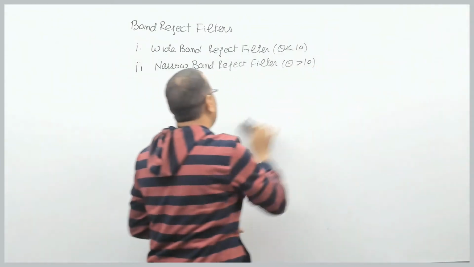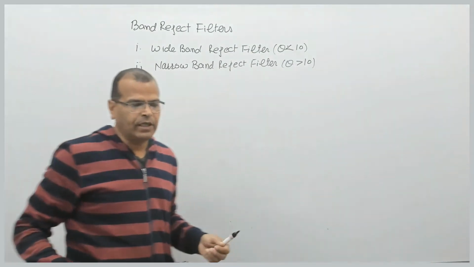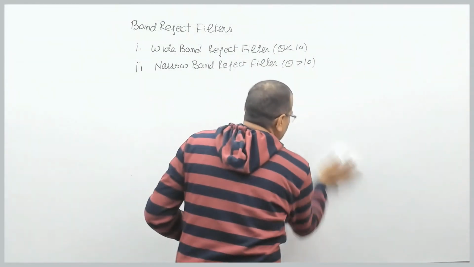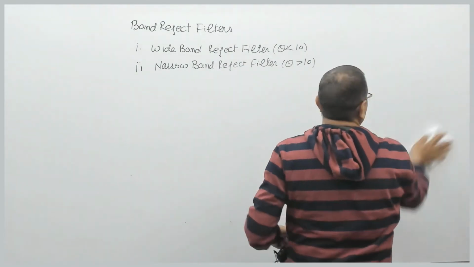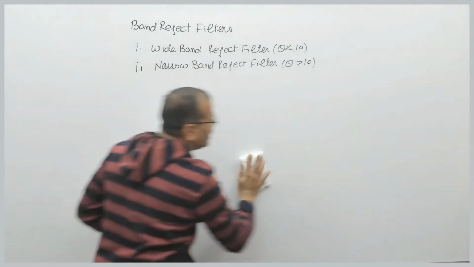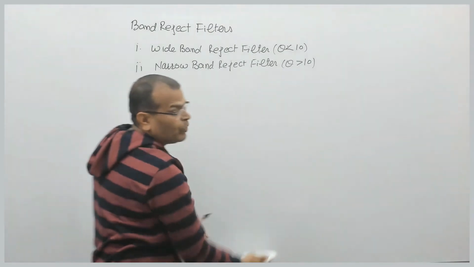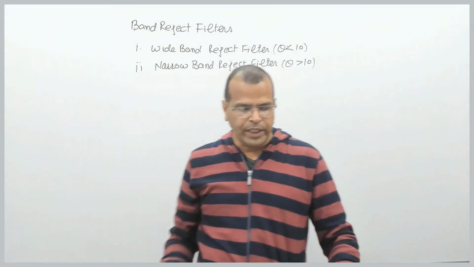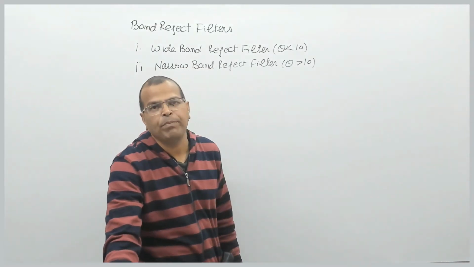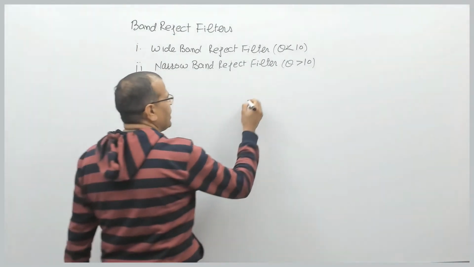Now, how to implement a narrow band reject filter? A narrow band reject filter can also be implemented by using simple R and C elements, resistance and capacitor, and that circuit is called a notch filter. What is that circuit? By using a twin T network, we can implement a narrow band reject filter. Let us see what a twin T network is.